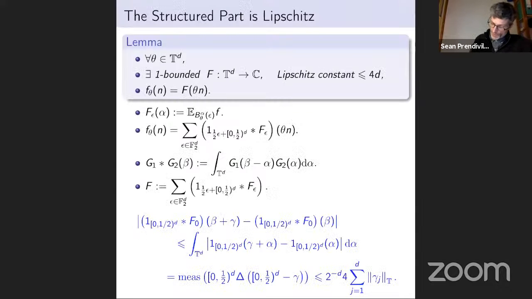So that gives us the Lipschitz constant of 2 to the minus d times 4. And the d comes from this summation, because the norm we're working with, the metric we're working with on the torus, is the maximum of these quantities. Okay, so that does give us this Lipschitz constant.